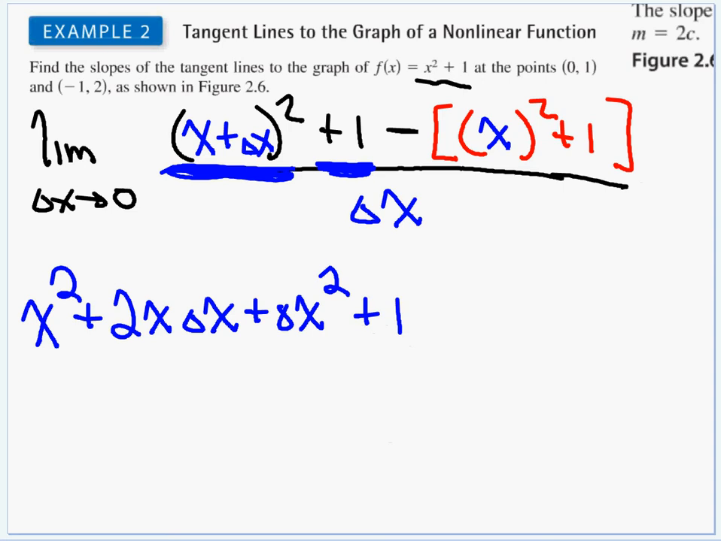And I'm going to switch back to red ink. Here we can just distribute this negative. This will be a minus x squared. Oops, that's a pretty terrible exponent. Let me fix it. There we are. And distribute this negative to make that a minus 1. And this is still all over delta x.